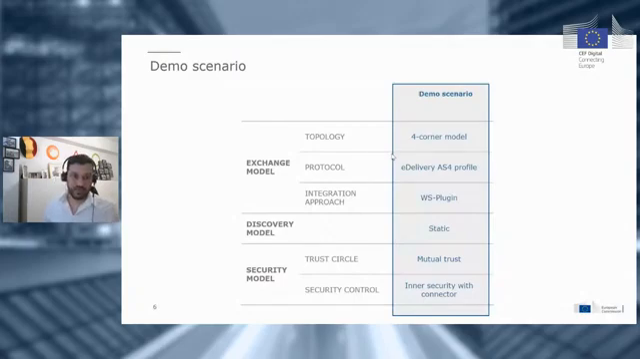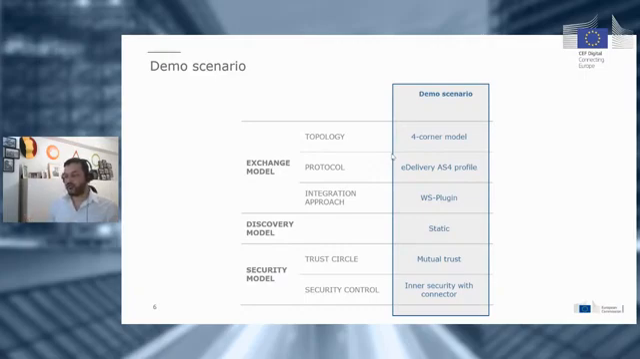The discovery model is static discovery. As Bogdan explained, there are two discovery models, static discovery and dynamic discovery. In dynamic discovery, the other two eDelivery components, SMP and SML, come into the picture. But in this demo, we are going to focus on static discovery, in which both the sender and receiver access points know about each other before exchanging the message. So the lookup is not dynamic but static.